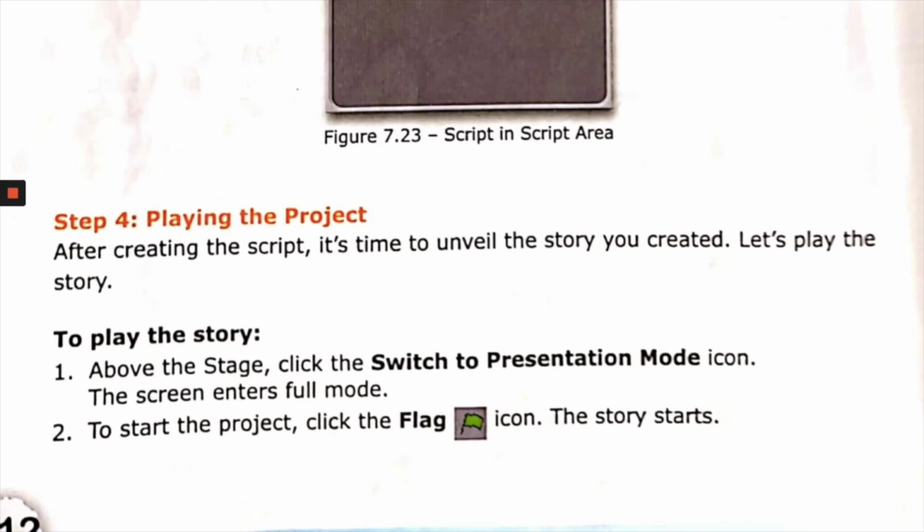Step 4. Playing the project. After creating the script, it is time to unveil the story you created. Let's play the story. To play the story, above the stage, click the Switch to Presentation Mode icon. The screen enters full mode. Just like you do in PowerPoint, you need to click on the Switch to Presentation Mode icon and the screen enters full mode. To start the project, click the flag icon. The story starts. You need to click on the flag icon to start the story.